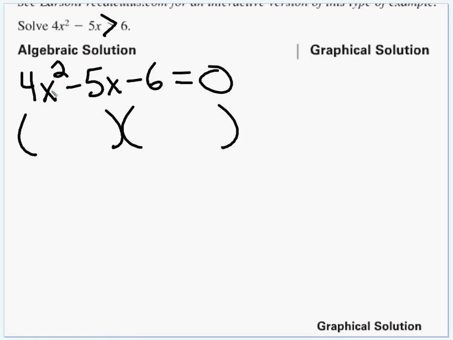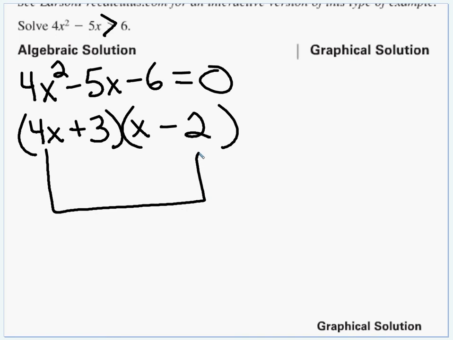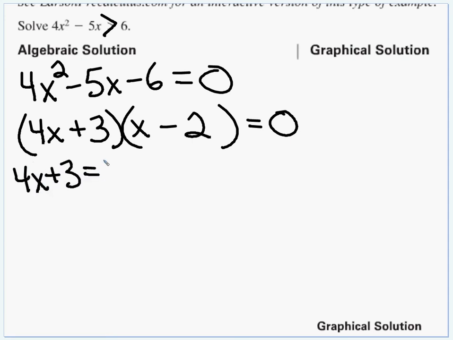Okay, 4x squared has to be a 4x and an x or a 2x and an x. We're going to go with 4x and x. And then to get the minus 6, we're going to use a minus 2 and a plus 3. x minus 2, 4x plus 3. Let me check my outers. My outers would be a minus 8x and a plus 3x. That does give me the minus 5x in the middle. So there's our factorization.